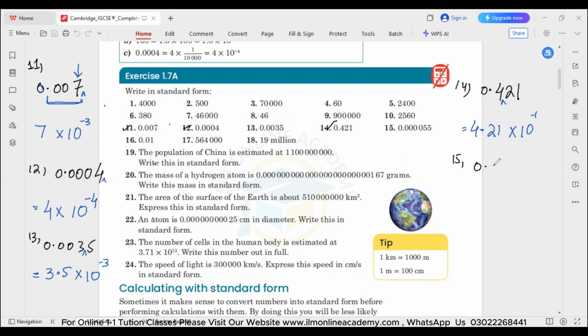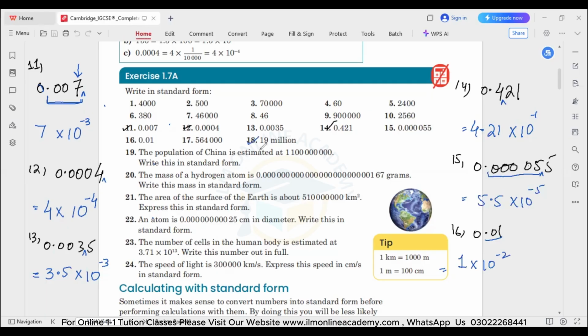They have given 0.000055. Okay. So the decimal point will be after the first significant figure. So this will be 5.5. And in the power of 10, we will be applying the numbers that are in between point to point. So 1, 2, 3, 4, 5. So -5 will be the power because these are smaller numbers. Okay. So the 16th one will be similar to this. We have 0.01. So for this 0.01, your decimal point will be after 1, so you can write 10 raised to the power -2. In between, there will be 2 numbers, okay?